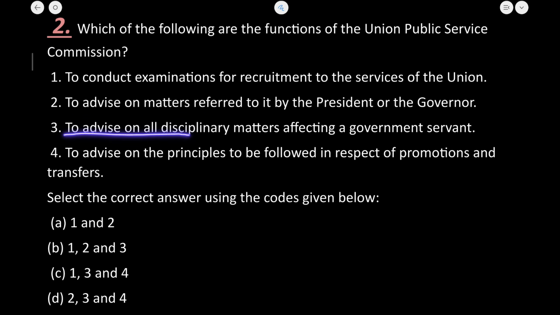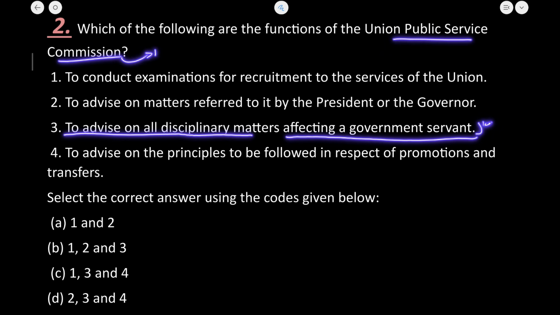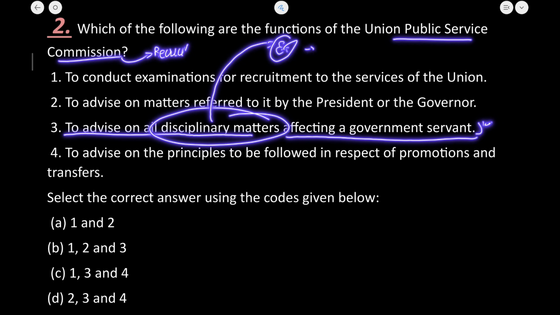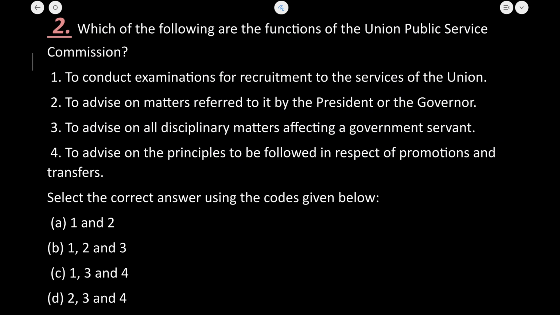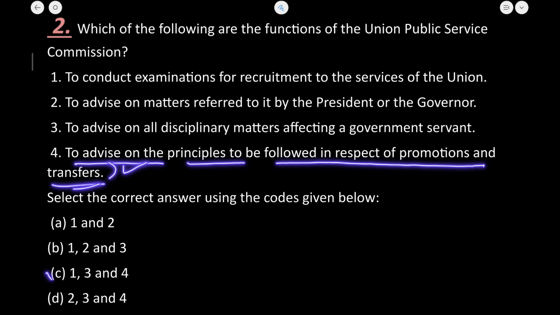To advise on all disciplinary matters affecting a government servant. Yes, because the UPSC is involved in the process of recruitment, it also handles disciplinary matters. For example, the recent example of IAS Pooja Khedkar: the UPSC has taken disciplinary action because she was an IAS officer. Next is to advise on the principles to be followed in respect of promotion and transfer. Yes, 1, 3 and 4 here are correct.